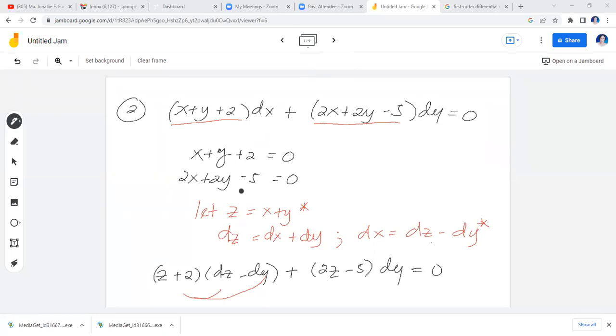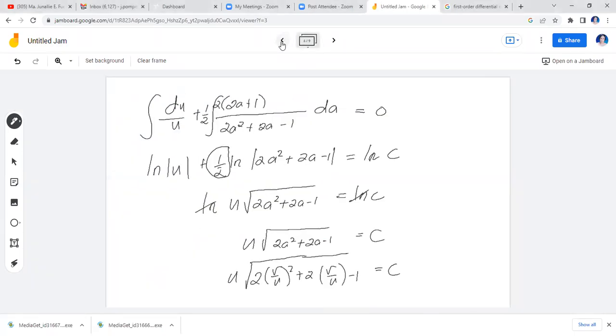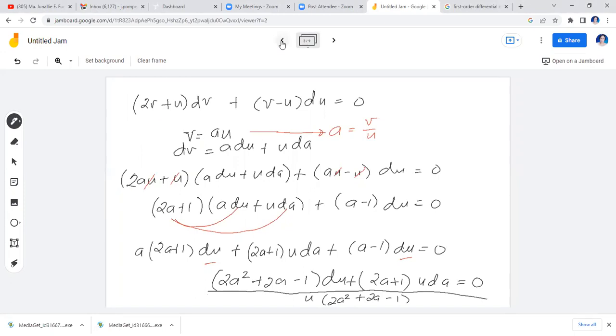Can I go back to number 1, Miss? When you FOIL 2a plus 1 multiplied by a du plus u da, how does it come out as a multiplied by 2a plus 1 du plus 2a plus 1 u da? Algebra. Okay, Miss. Thank you, Miss.